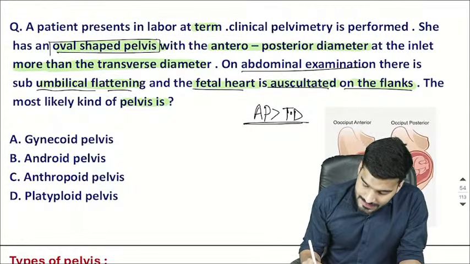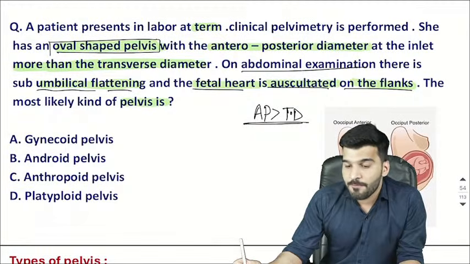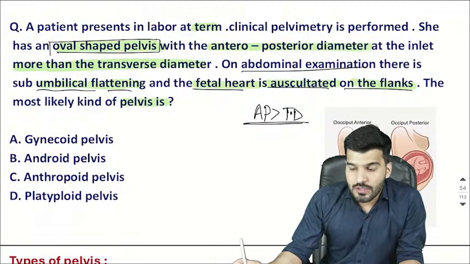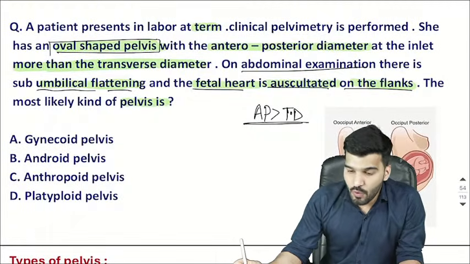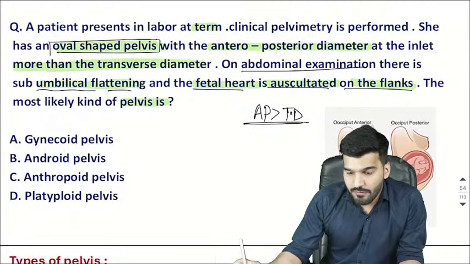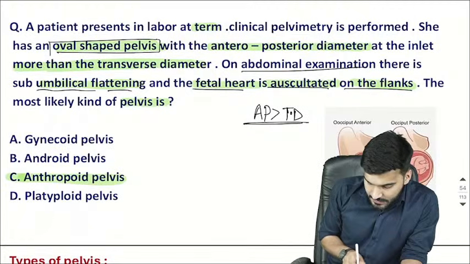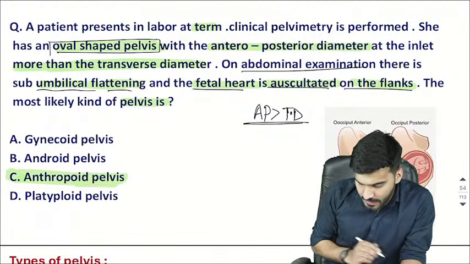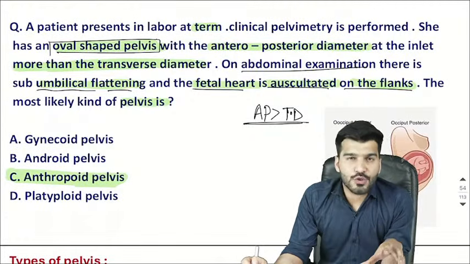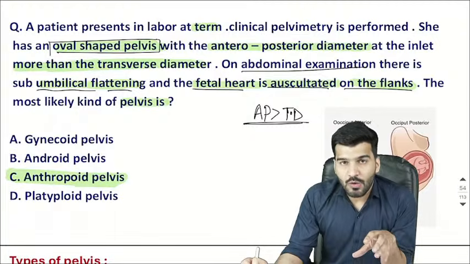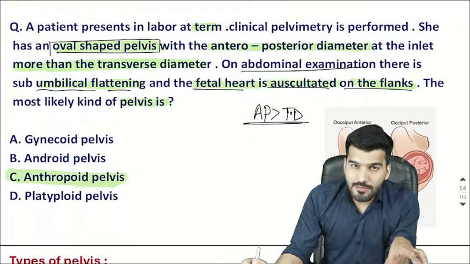And the classical type of the pelvis, write down in the chat box, the classical type of the pelvis associated with the fetal heart auscultated on the flanks, the oval-shaped pelvis, and the antero-posterior diameter more than the transverse diameter. Your answer is going to be very good. In the chat box, yes, that's going to be anthropoid pelvis. Now, my dear students, we have different types of the pelvis. This classification is called Caldwell's classification.